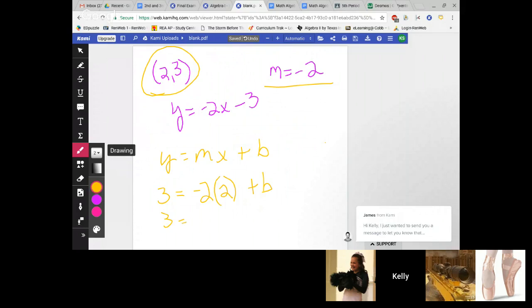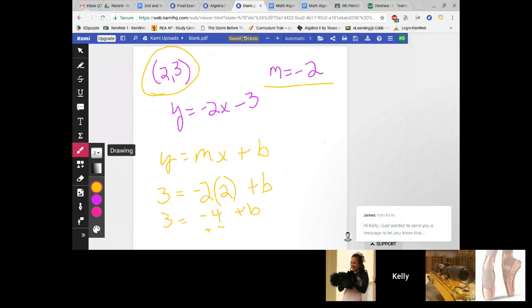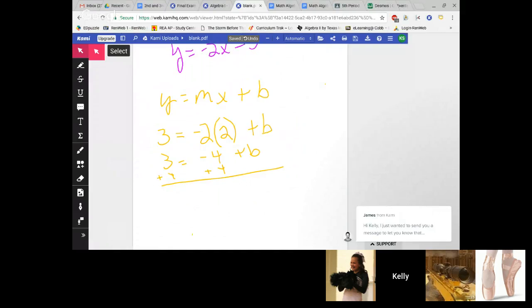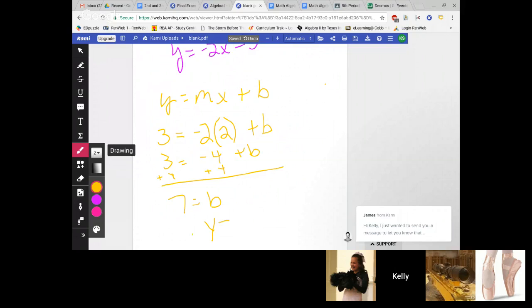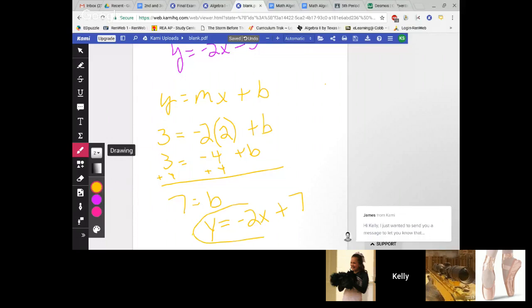So now I will just solve. That's -4 plus b. So b would be 7. I'm going to add 4 to both sides, and that's going to give me 7 equals b. Now that I have the b, that's the y-intercept. That's where this equation will cross the y-axis. So the actual equation for the line is going to have that same slope, which is -2, but my y-intercept will be different. That's the parallel line.